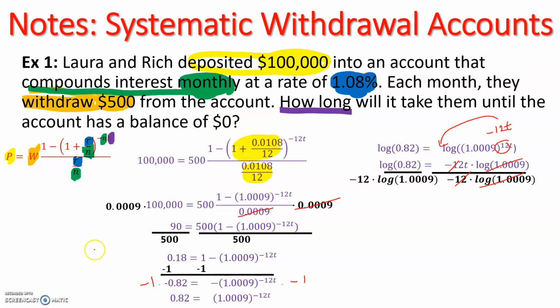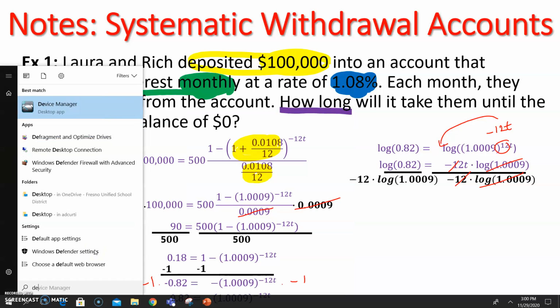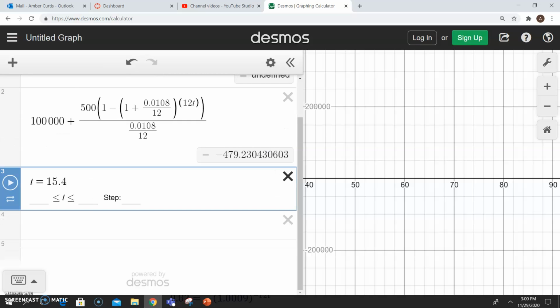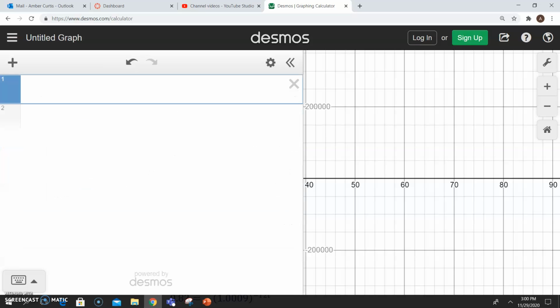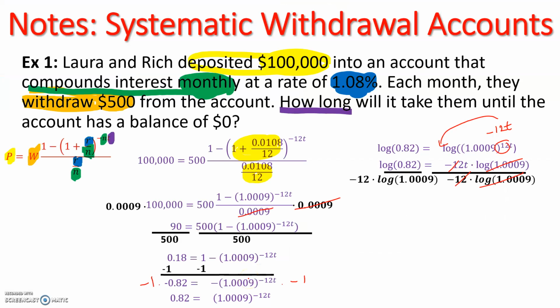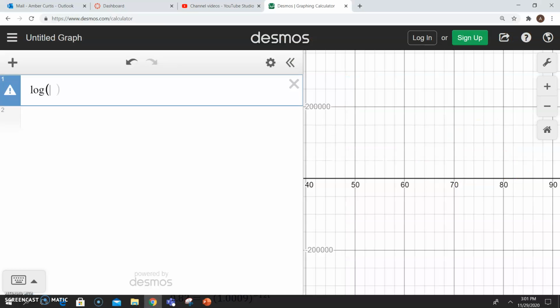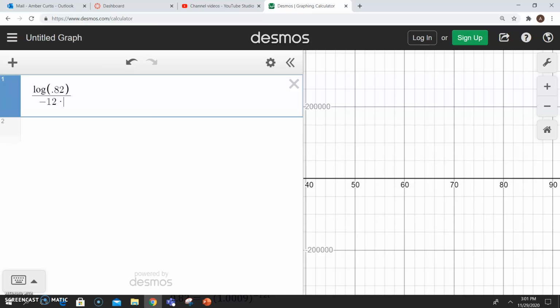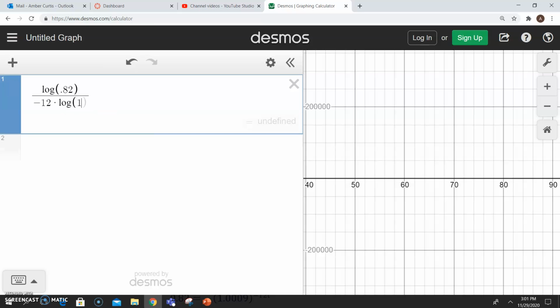Okay, so I'm struggling with using this calculator, so we're going to do the Desmos calculator. So let's get in here really quickly, and let's do log of 0.82 divided by -12 times log of 1.009. Now you'll notice that because I was struggling with the signs and just how to type it into the computer calculator, I just moved to a different calculator, and that's totally fine.